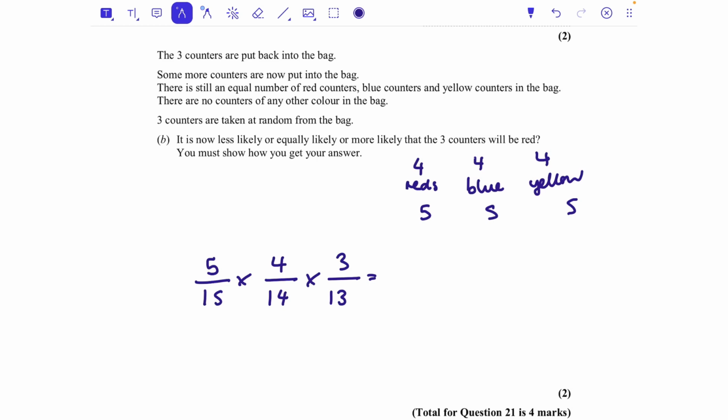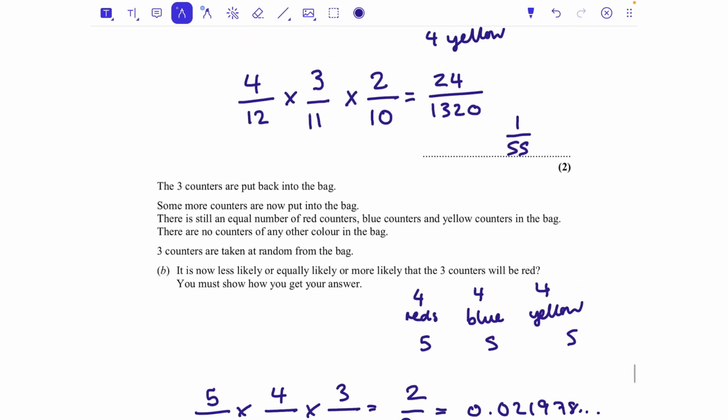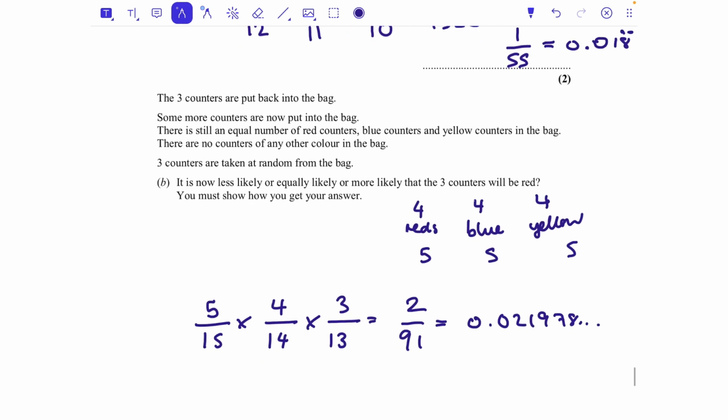And that is 2 over 91, which is 0.021978, it's all recurring, but there we go. Whereas up here, 1 over 55, that as a decimal was 0.018. So we can see that actually the probability has got bigger. So it's now more likely to get 3 reds.